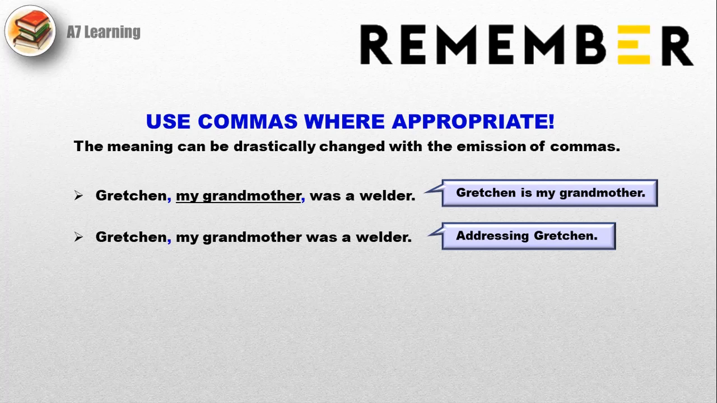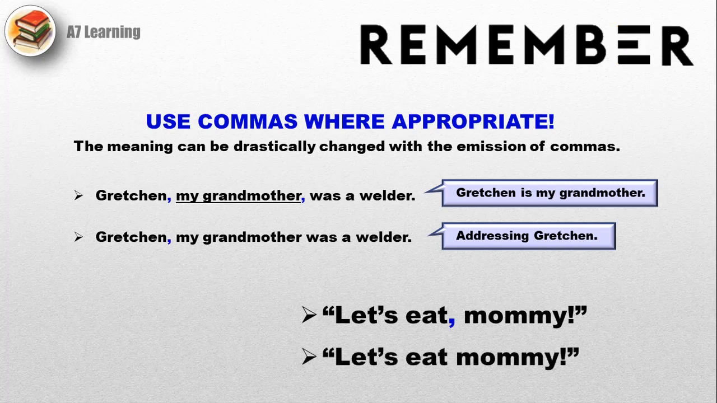And also when it comes to addressing people, make sure that you make that very clear as well. So, and this is always my funny example that I like to use, but there's a very big difference between "let's eat, mommy" versus "let's eat mommy." In the first one, we're telling mommy that we want to eat. In the second one, ooh, I think mommy's the entree there.